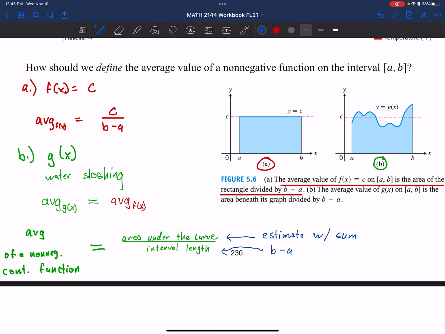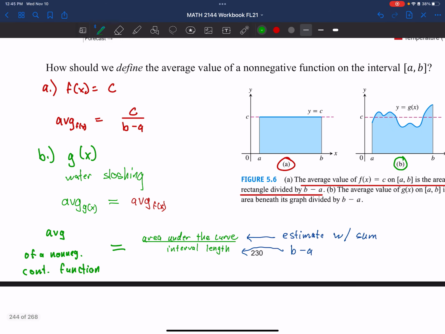But this right here is a formula, more or less, so you may want to just box it in or something to emphasize that this is a general method. This is how you find the average of a non-negative continuous function. That's fun.